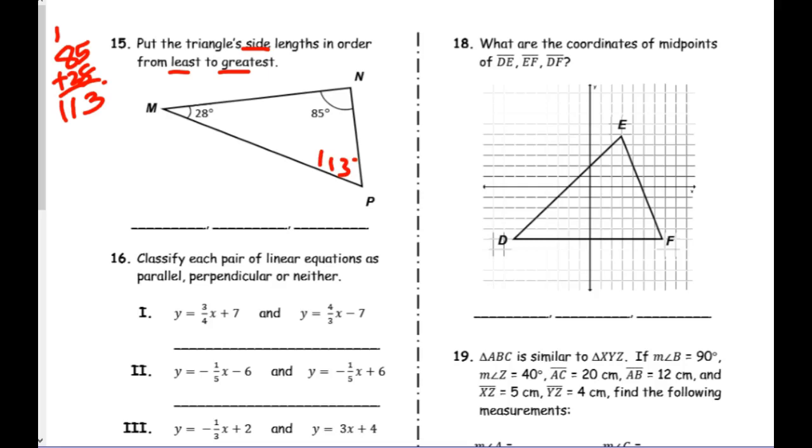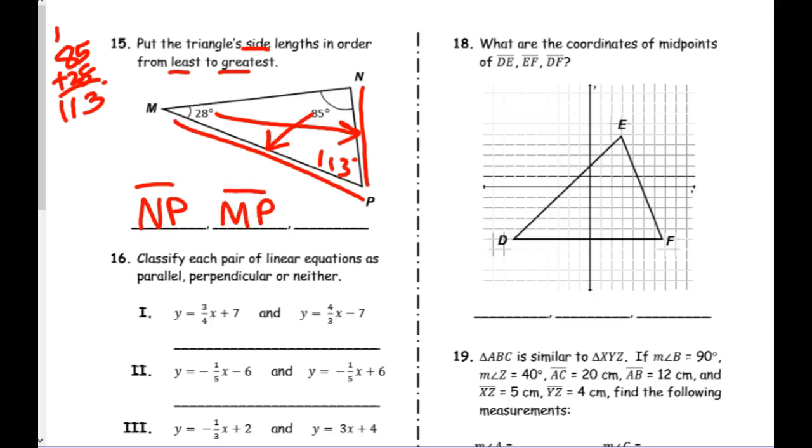So, the least side is across from the least angle. So the smallest angle is 28. So across from 28 is NP. And then the middle angle would be 85. Across from 85 is MP. And then across from the largest angle, MN. Alright? So you're always going across the triangle for those.